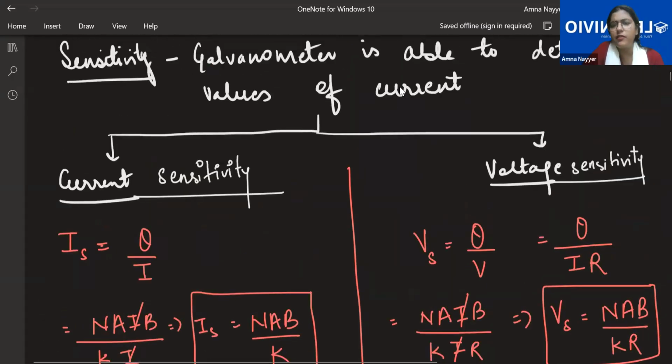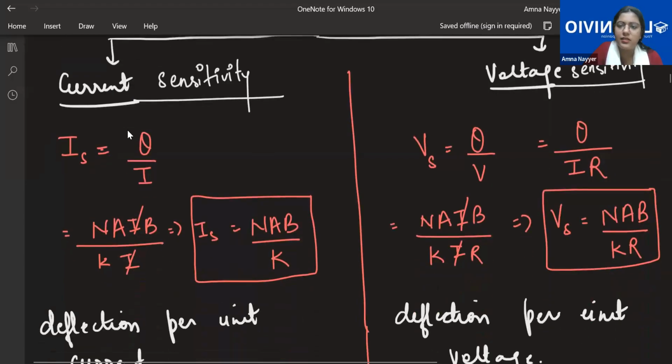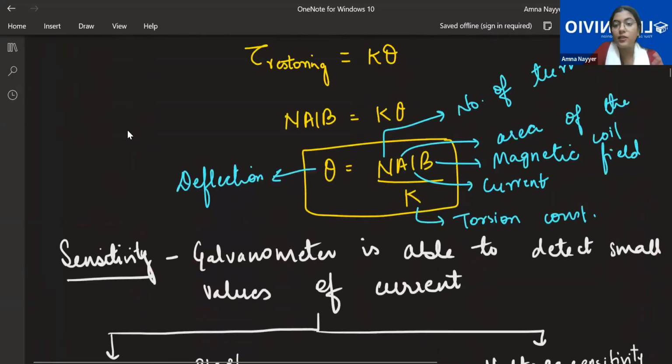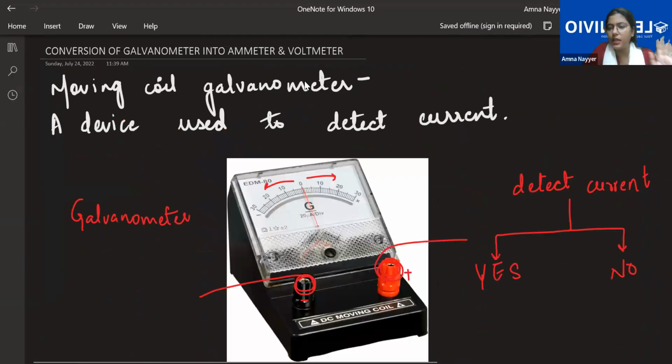When we say resistors are sensitive, rheostat is sensitive, these terms are often used. We often say the rheostat is sensitive, so even for a small change in the rheostat, a huge resistance is being provided in the circuit. So sensitivity of devices are there, and one such is the current sensitivity and the voltage sensitivity. We'll come to the next topic, which is the conversion of galvanometer into voltmeter and ammeter.